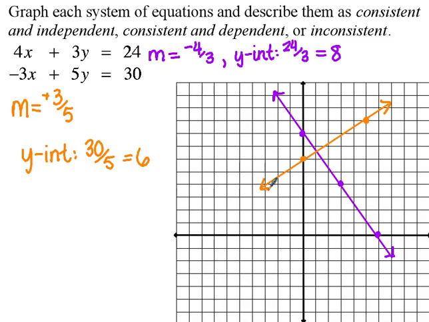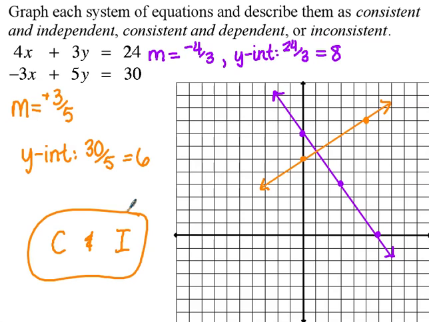So we need to classify this. How many solutions does it have? 1. So we know it's got to be consistent. And is it going to be consistent and independent or consistent and dependent? Independent. So I'm going to let you abbreviate. Okay, I let them abbreviate.